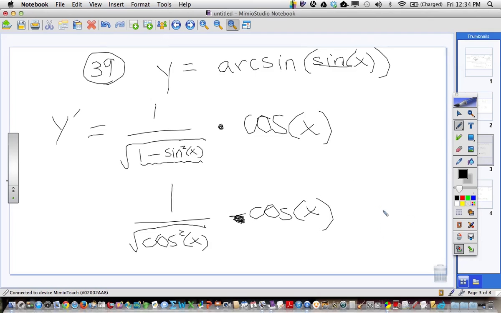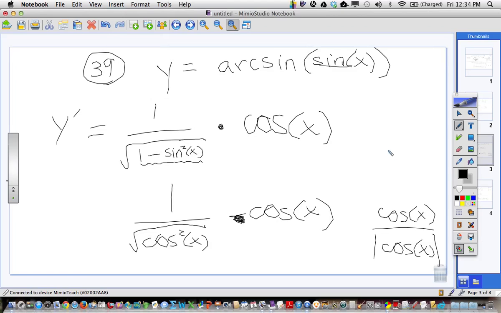Absolute value. So this ends up being cosine of x all over the absolute value of cosine of x, because cosine could be negative. You square it, it's positive. You square root it, your final answer is positive, and the cosine was negative. So you can't do cosine squared, square root, and just get cosine. Technically, you've got to get absolute value of cosine.